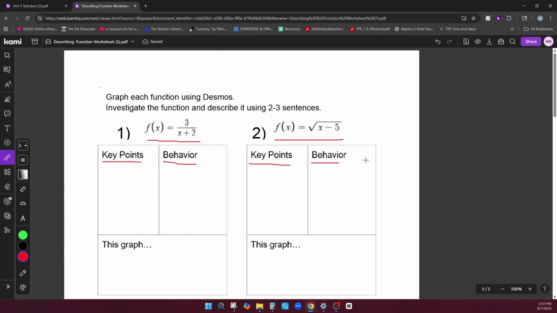So you're going to use your key point behavior once more. I did not give you the graphs. However, you should have access to your Desmos on your laptop. So go ahead and plug these functions into a graphing calculator, go through the points and the behaviors, and once you have these two complete, go ahead and come up to me, and I will give you the recovery sheet for these questions.